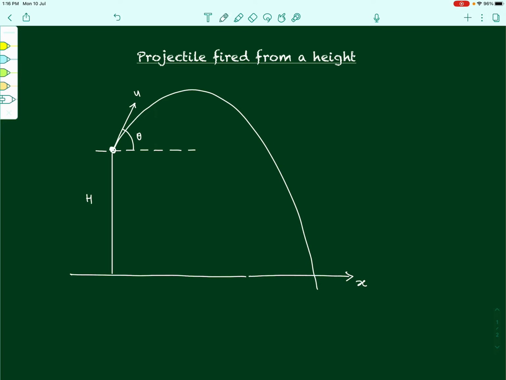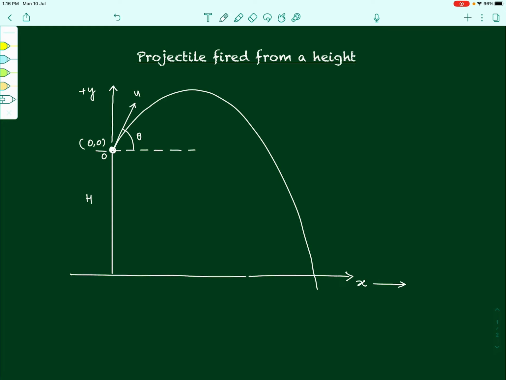Okay, so in order to study this projectile, we can consider the point of projection, the point O, as the origin. So this point O has the coordinate 0, 0, taking the horizontal rightward direction as the positive x direction, and the vertically upward direction as the positive y direction, right?